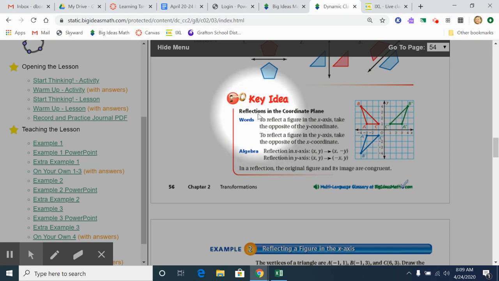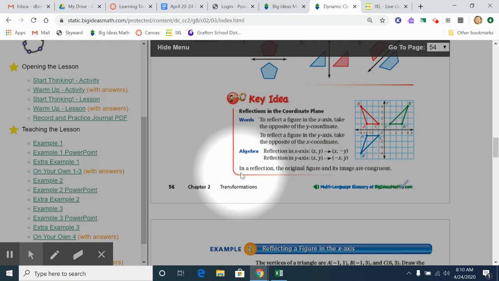It is saying that to reflect a figure using the x-axis, all we do is take the opposite of the y-coordinate of the original figure we had. And to reflect a figure using the y-axis, we want to take the opposite of the x-coordinate of the original figure we had. So algebraically, these are our coordinates, and if we're reflecting using the x-axis, I would just change y to its opposite. If I'm reflecting using the y-axis, I would just change x to its opposite.